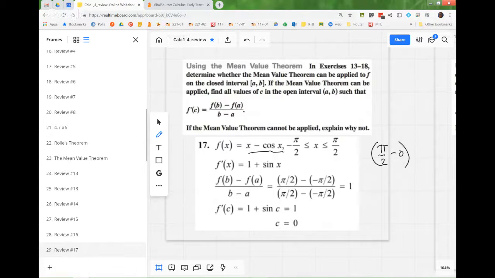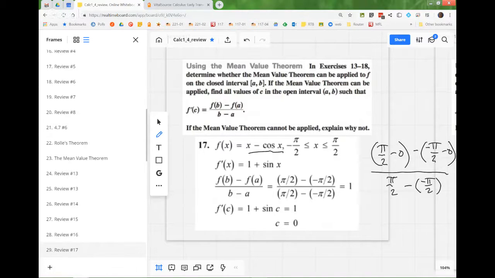Okay. And then we got to do f of a. F of a is negative pi over 2. So we have negative pi over 2, and then minus the cosine of negative pi over 2, which is again 0. So that's all going on the top. On the bottom, you just have pi over 2 minus a negative pi over 2.